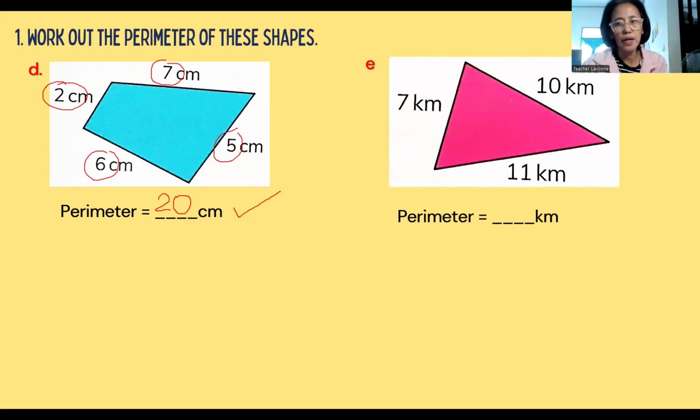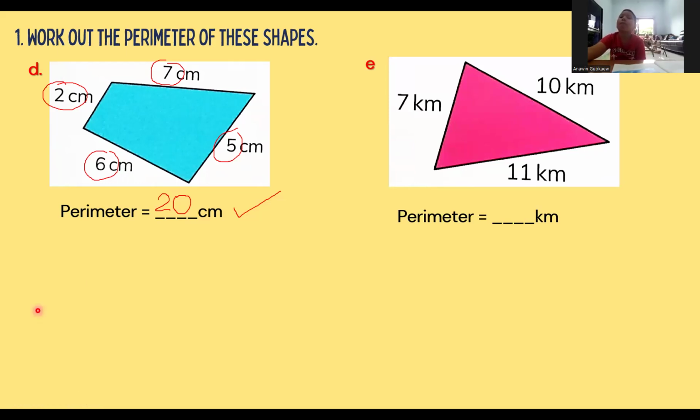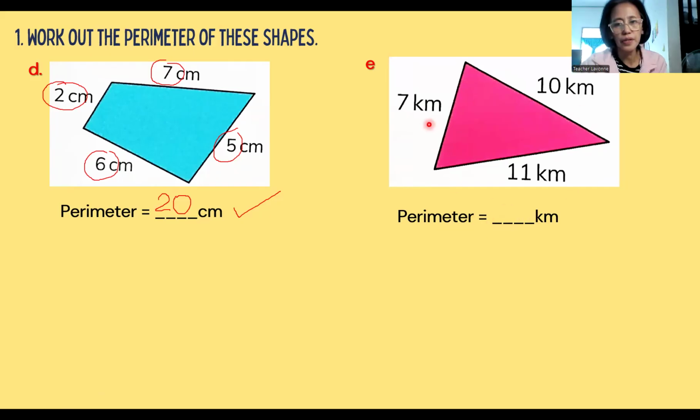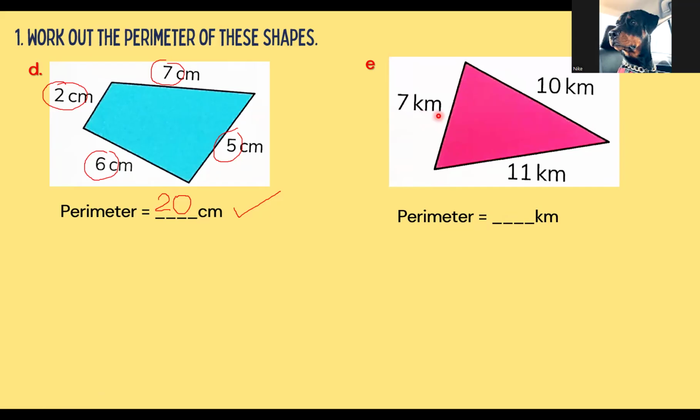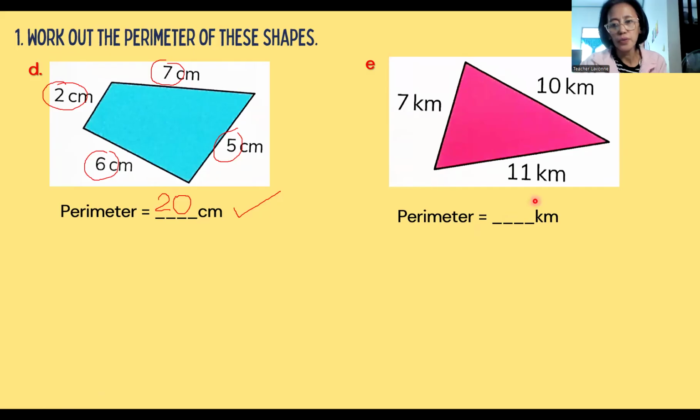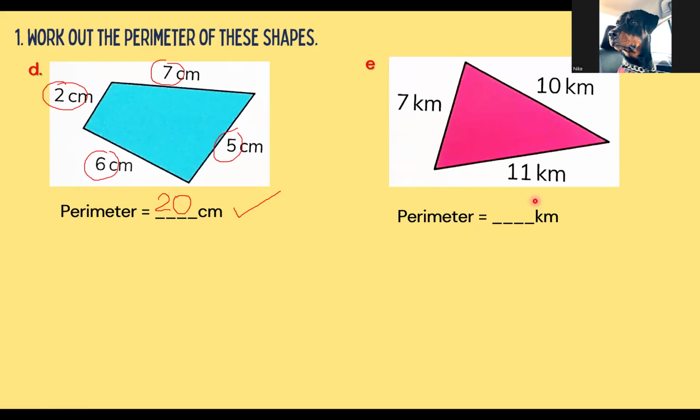Okay, irregular or regular shape? Irregular. Regular shape. Okay, what's the perimeter? Teacher, I answered 18. Let's see, what's your answer? Panman said 28 kilometer. I say 18 kilometer. Okay, Nike, 18 kilometers.